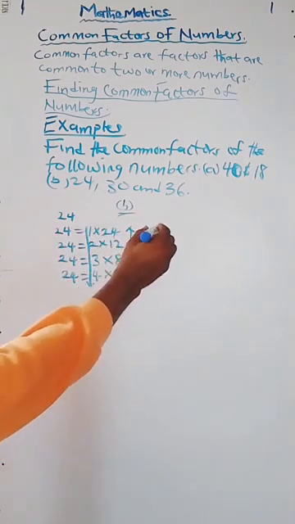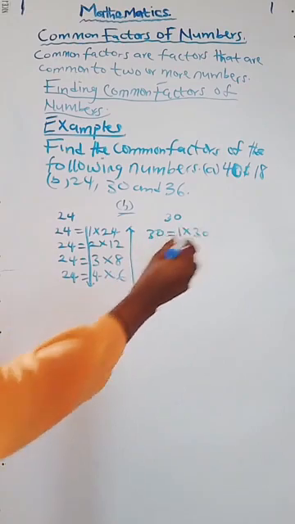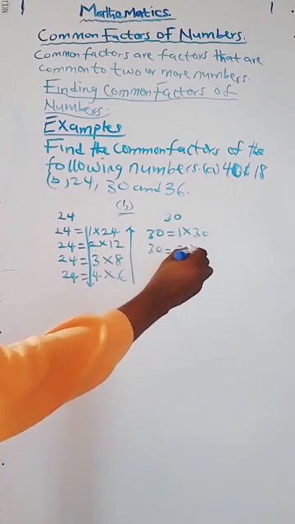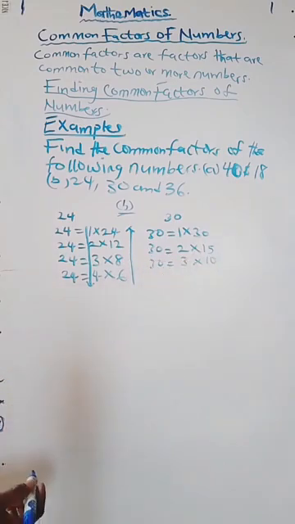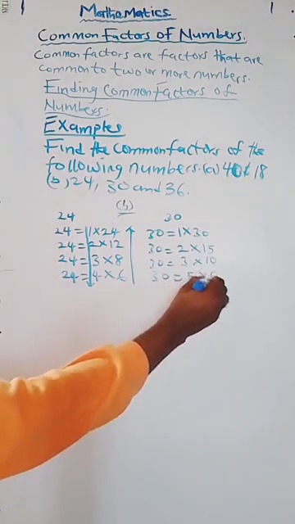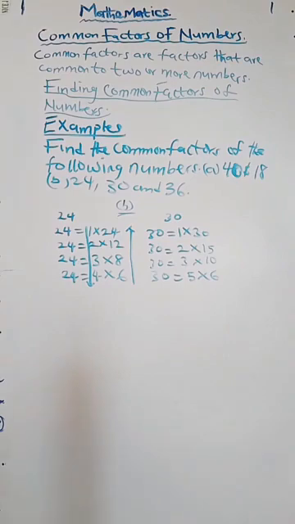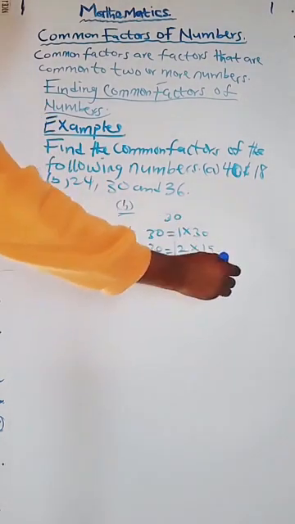So let's look at factors of 30. 30 is 1 times 30. 30 is 2 times 15. 30 is 3 times 10. Right? 4 cannot divide 30. We skip it. 5 can divide it. 30 is 5 times 6. 6 can divide it. We already have it. 7 cannot divide it. 8 cannot divide it. 9 cannot divide it. 10 can divide it. We already have it. Then we write them out like this.